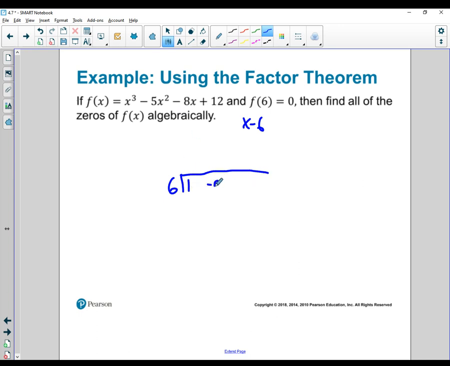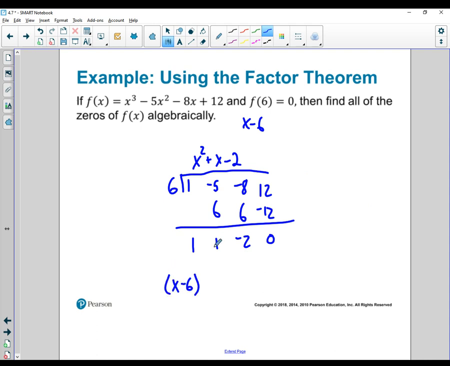where 1, negative 5, negative 8, 12, bring it down, 6 times 1 is 6, add is 1, 6 times 1 is 6, add 6 times negative 2 is negative 12, and that's a good sign we did it right. So that means we have x squared plus x minus 2, which means that we have x minus 6, right? This f of 6 equals 0 means that x minus 6 is one of the factors, so x minus 6 times x squared plus x minus 2 equals 0.